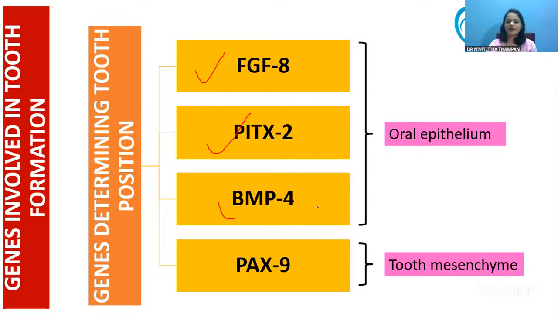Then BMP, bone morphogenetic protein, and PAX, paired box genes. All these are involved in tooth position. If any changes happen to these genes, it can result in transposition. The place where the lateral incisor should be, the canine can be present there. So that's called transposition. Such pathologies can also present.